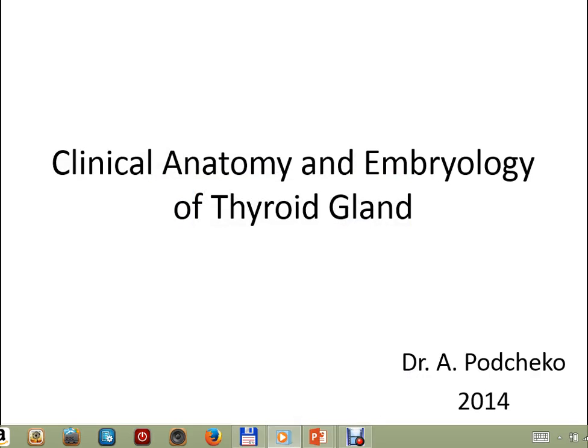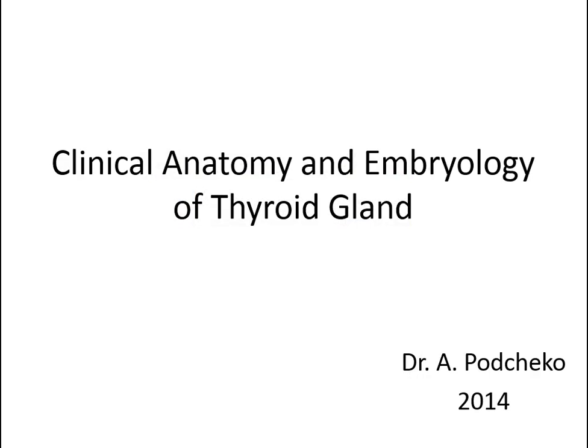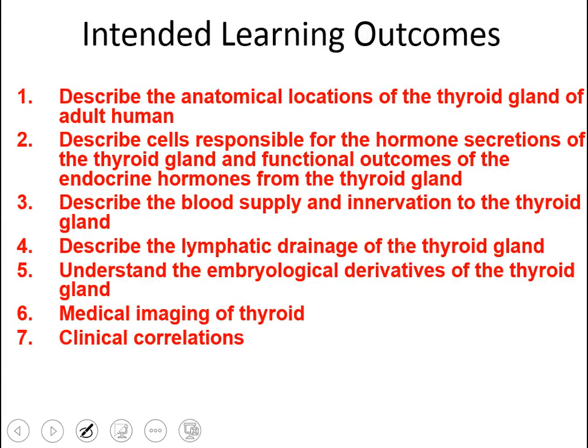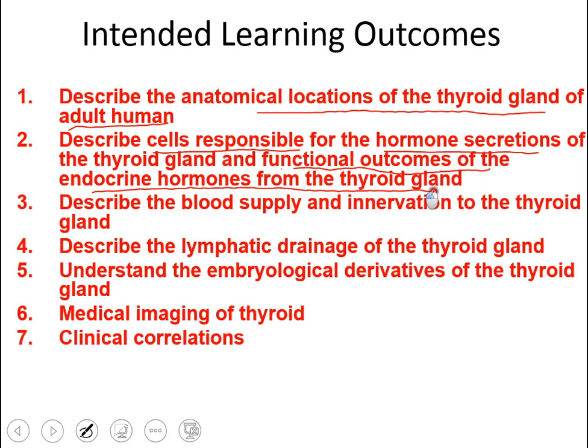Today's lecture topic is clinical anatomy of thyroid and parathyroid glands. Let's take a quick look at what we are going to learn today. Basically, at the end of this lecture, you should be able to first describe the anatomical location of the thyroid gland. Second, be able to identify cells responsible for production of thyroid hormones, target tissue, and functional outcomes of the endocrine hormones from the thyroid gland.